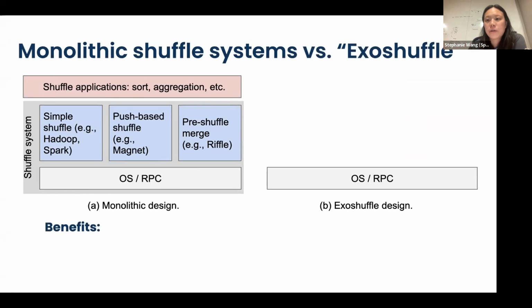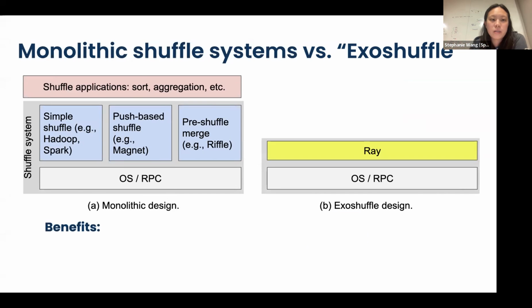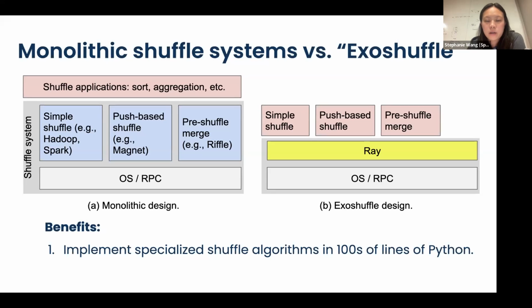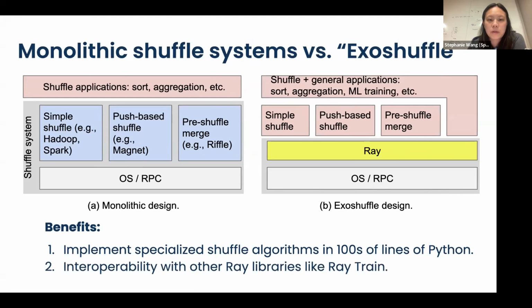So in our research collaboration with Berkeley, we built out the Exoshuffle project, which tries to see if we can build shuffle directly on top of Ray instead. By leveraging Ray Core, we can implement scalable shuffle algorithms directly in Python and in only a few hundred lines of code. And because the shuffle implementation is just using Ray Core primitives directly, it can also easily interoperate with other Ray libraries like Ray Train. So for example, we can pass the shuffle data through memory to a training worker using Ray's object refs.